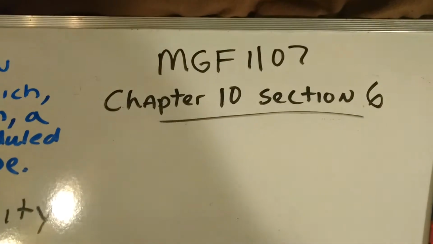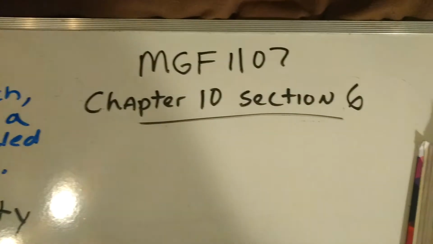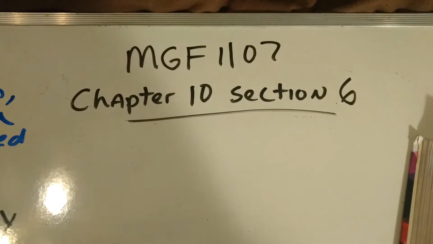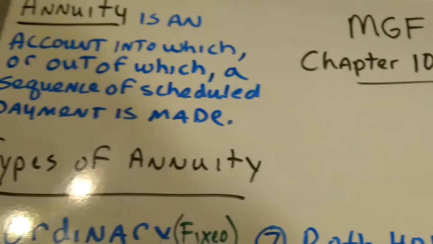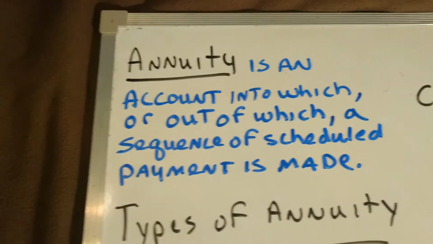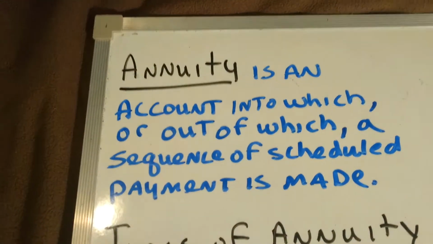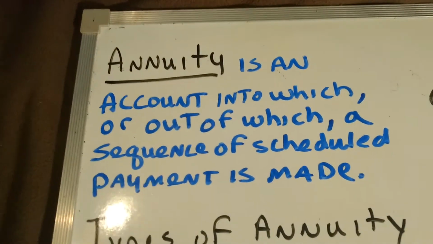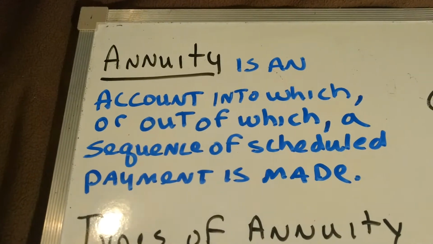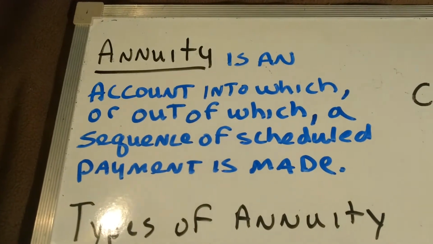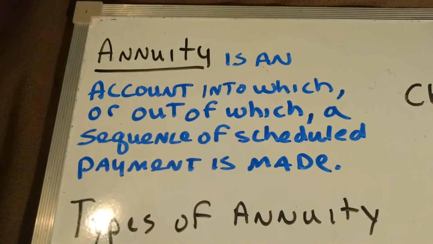This is MGF 1107, Chapter 10, Section 6. This is the last section in the chapter. This deals with annuities and retirement accounts. An annuity, by definition, is an account into which or out of which a sequence of scheduled payments is made.